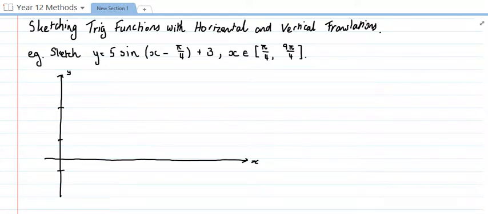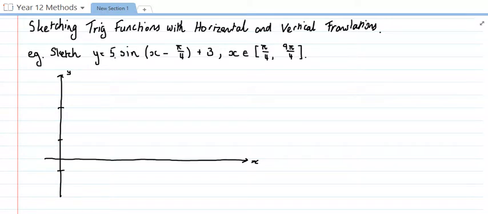Okay, now in this video I'm going to talk about graphs that have both horizontal and vertical translations. The first one that I'm going to do is not going to work out particularly nicely. The next one will, so we'll see how they go. In this we have quite a nice domain, sketching from pi on 4 to 9 pi on 4, very suitable for this particular question. So let's jump right in.